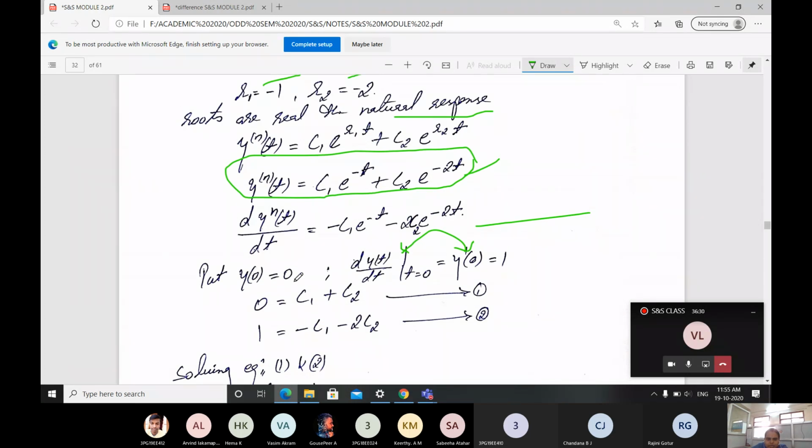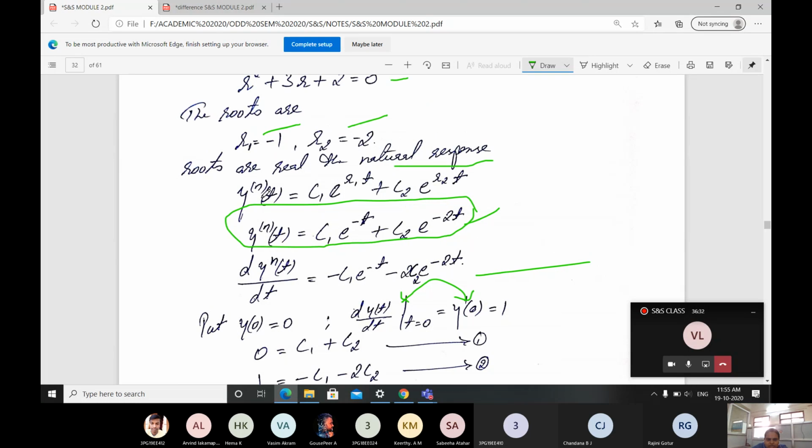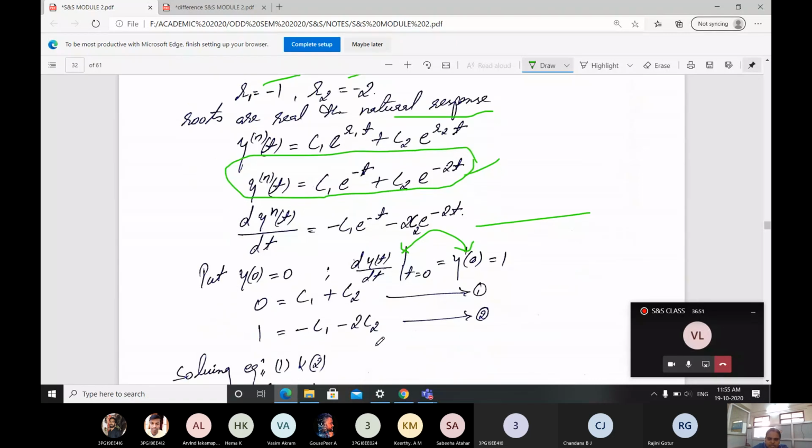y of 0 is going to be equal to 0 means, for the natural function, t is 0, this whole function is going to be yn of t. If I substitute y of 0, that is 0 only, you will get e power r1 of t, with t as 0, giving c1, plus here also you will get c2. That is taken as equation 1. Then you have to substitute in this condition to get this equation.